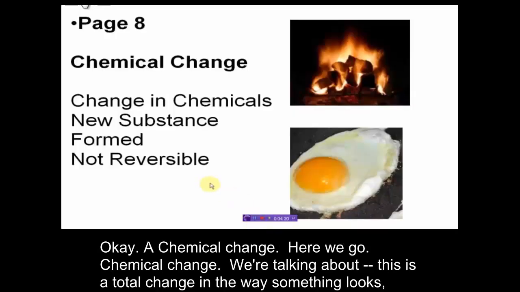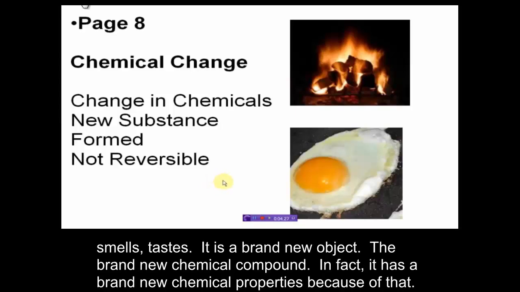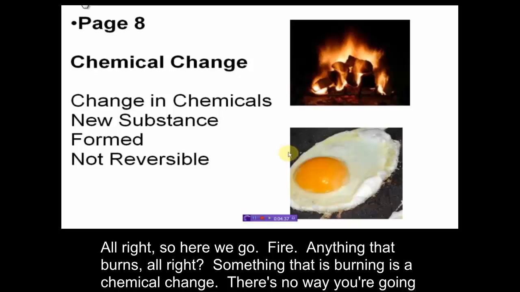Okay, a chemical change. Here we go. Chemical change. We're talking about a total change in the way something looks, smells, tastes. It is a brand new object. It's a brand new chemical compound. And in fact, it has brand new chemical properties because of that. All right, so here we go.